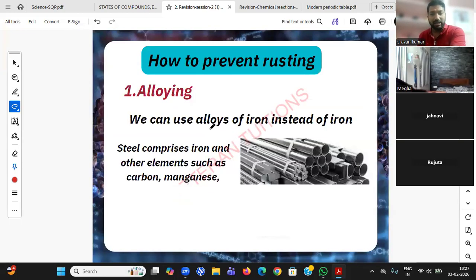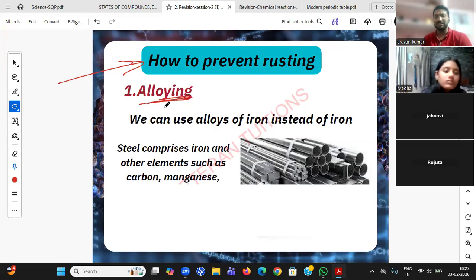So now the topic comes: how to prevent rusting. Yesterday we learned rusting, so how to prevent it? Student, there are 3 to 4 techniques in your CBSE. We have many in the real world, but 3 to 4 in CBSE. Let us go. Alloying is the first trick, student. What is alloying? Mixing things.